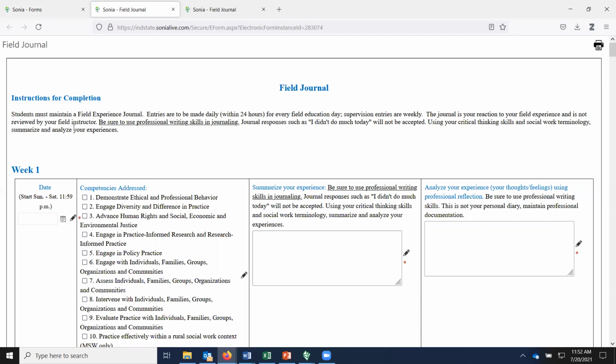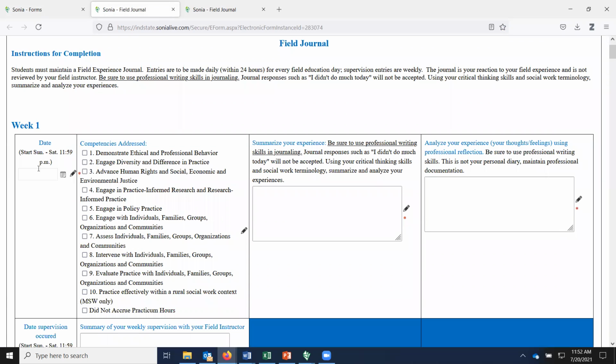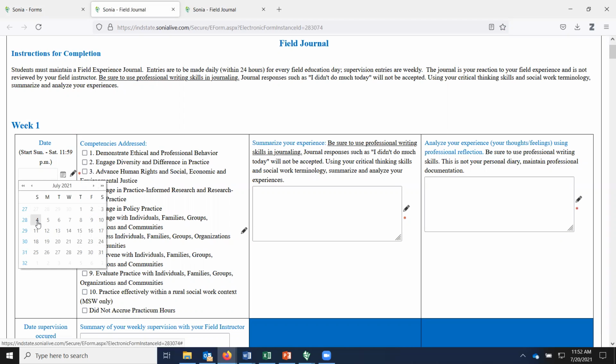Now, for those of you that have completed journals with us using Blackboard in the past, you're going to notice a lot of similarity, because we decided to keep a lot of the same structure in what we do. It's just formatted a little bit differently. So you're going to come in for week 1, click on this little box for the calendar, and it'll open up and you can put the date. So this is for July 4th.